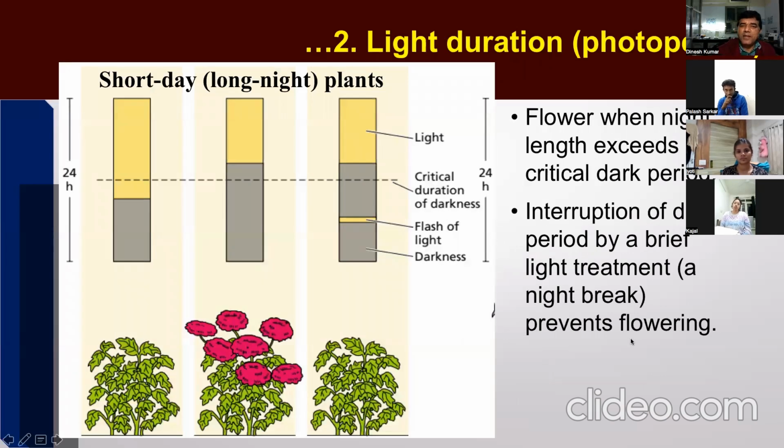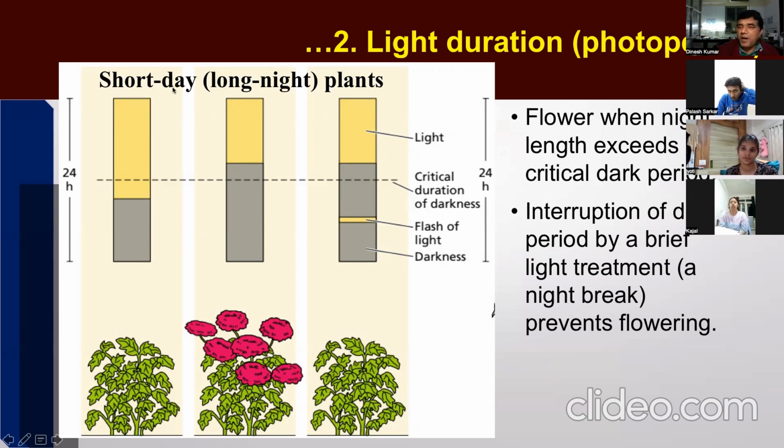To understand clearly, these are three examples. This is a 24-hour cycle. Yellow color means the light, and this dark gray color means darkness. So try to understand the first one. This is the critical period. Suppose by some observation, by some experience, somebody has fixed, say, 12 hours as the critical period.